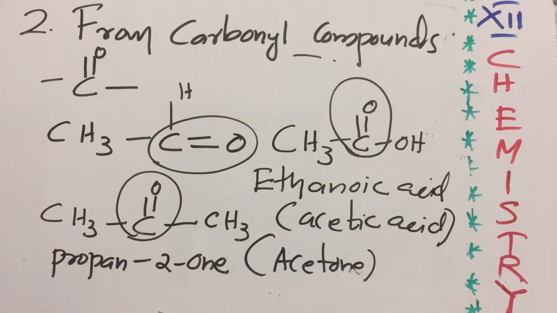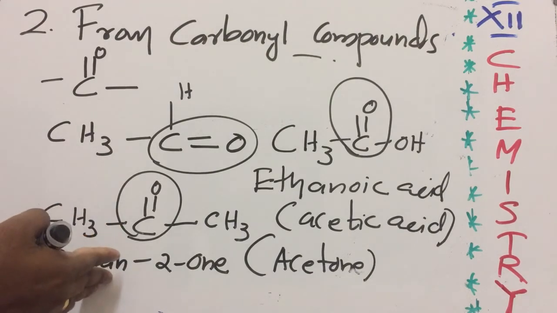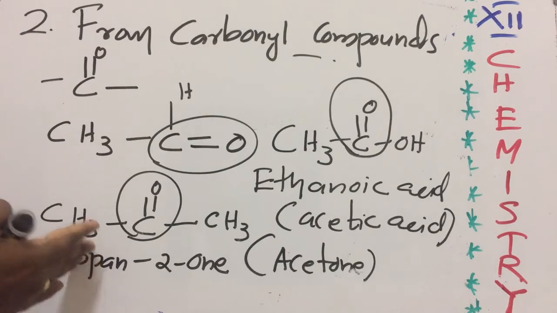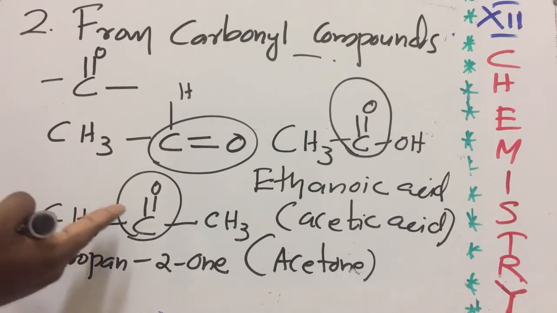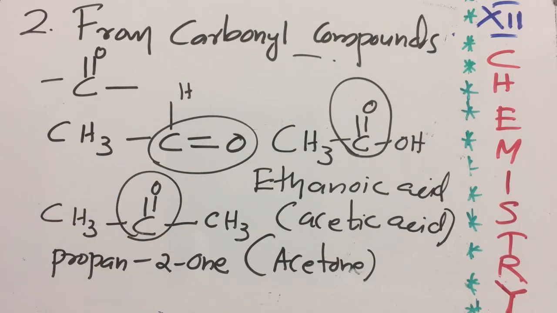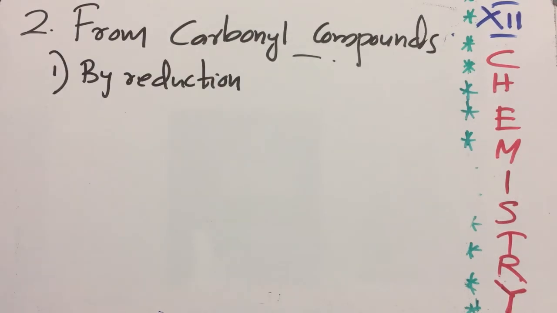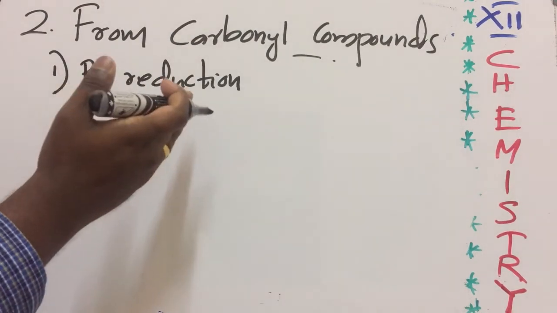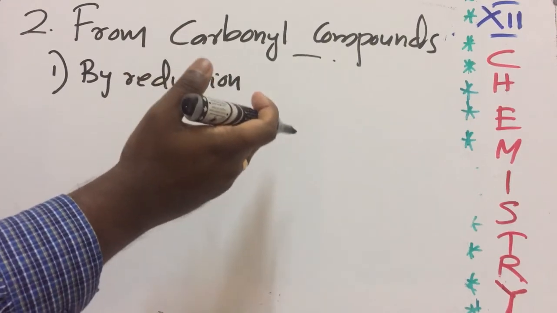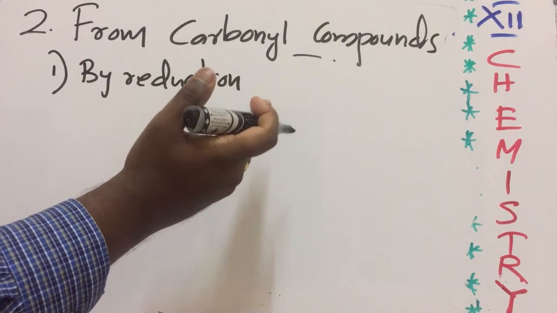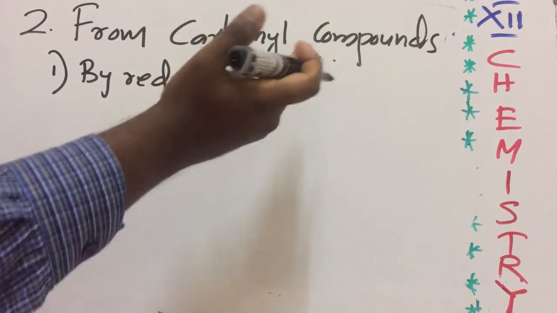Now, how can you prepare alcohol from carbonyl compounds? The method is called reduction. Reduction of carbonyl compounds. Let's see some examples. Reduction of aldehydes, ketones and carboxylic acids in the presence of a reducing agent will produce alcohols.